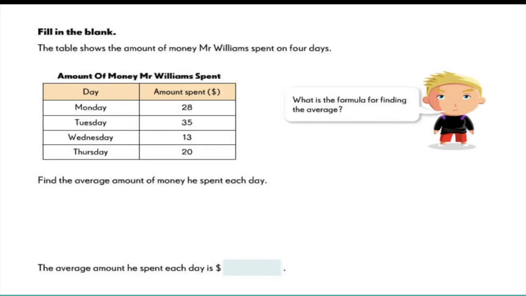Now, the third example is left unanswered for you to try on. The table shows the amount of money Mr. Williams spent on 4 days. Your task is to get the average amount of money he spent each day. Do you remember the formula that you need to use to get the average? Yes, just simply get the total and then divide it by the number of data.